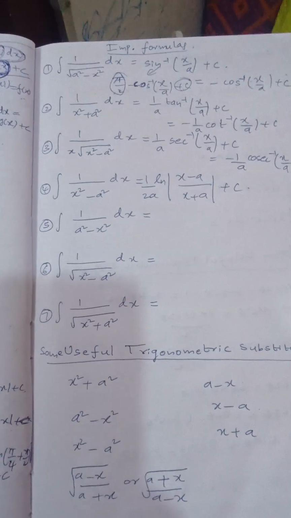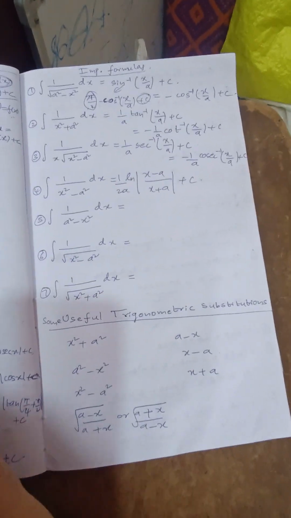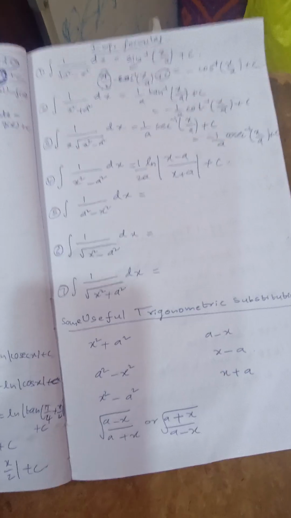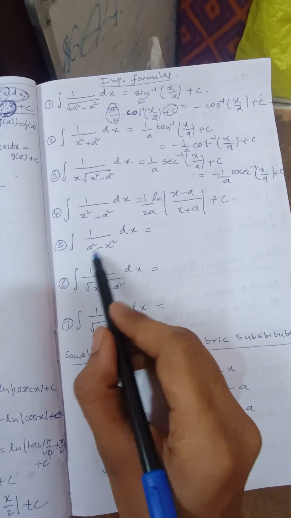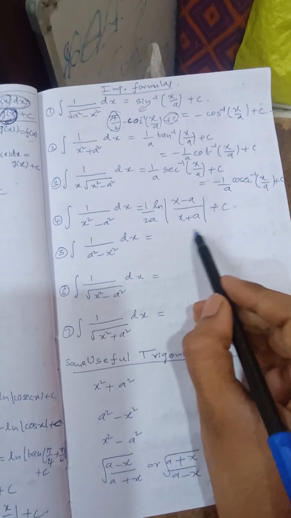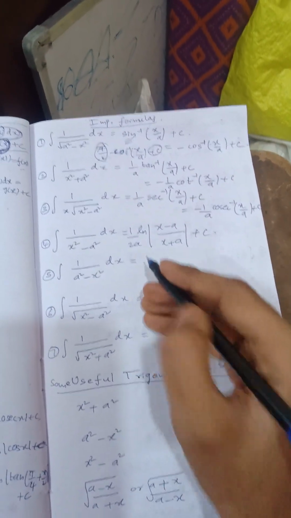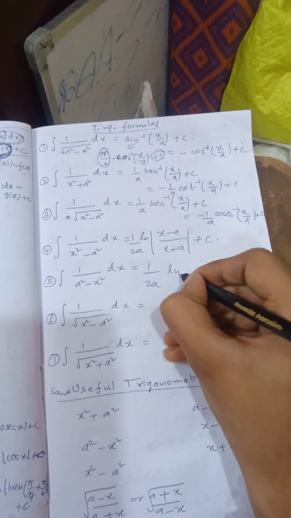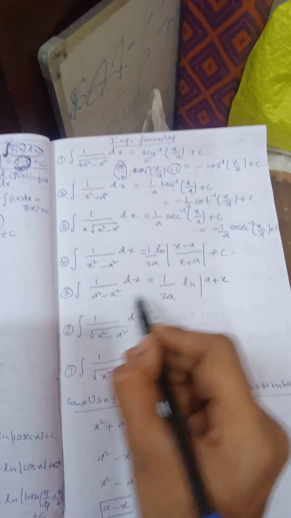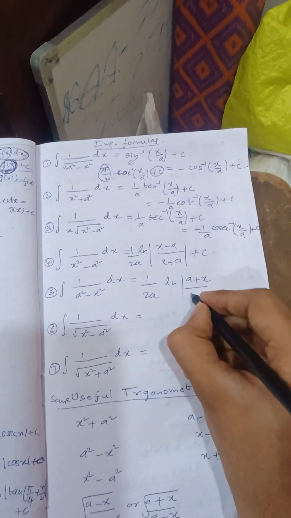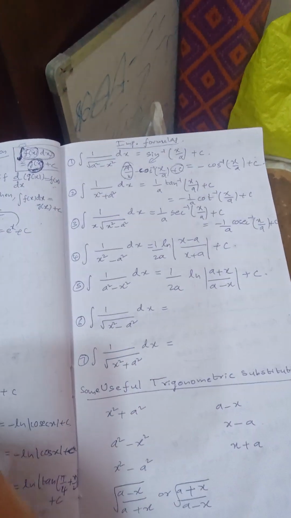Coming to integration of 1 by a square minus x square. Similarly we will write ln, but as it is a square minus x square, in numerator we will write a plus x and denominator we will write a minus x. That is the difference between this and this formula. Here also we will write 1 by 2a ln mod a plus x by a minus x plus c. So this is the formula of this one.